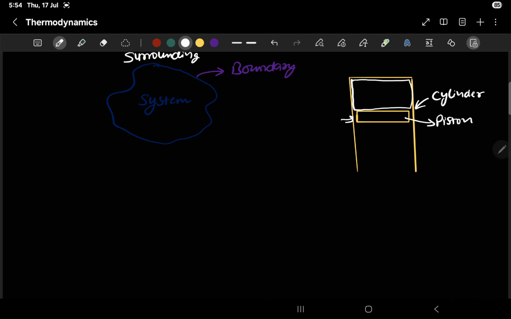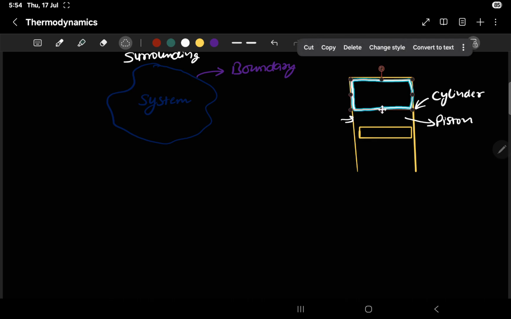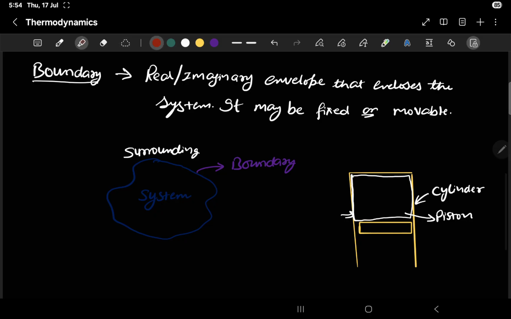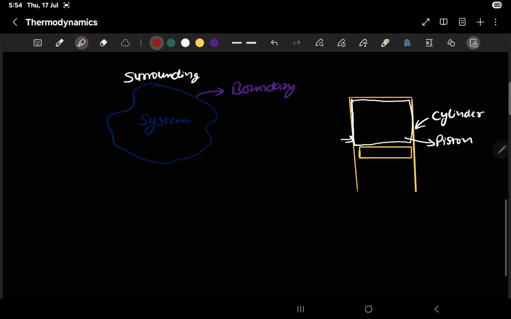But what happens next when this piston moves downward? When the piston moves downward, the region of space which it encloses also increases, so our system size increases. From here we can see that the system boundary may be fixed or movable. The white line indicates the system boundary, or we can simply write it as boundary.